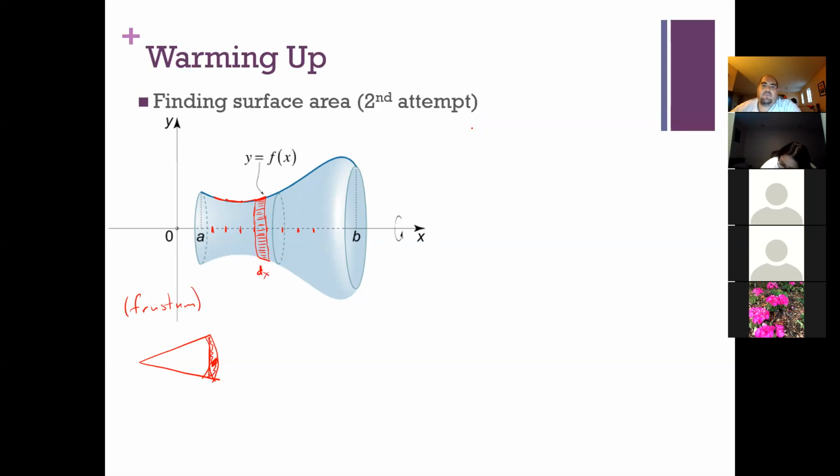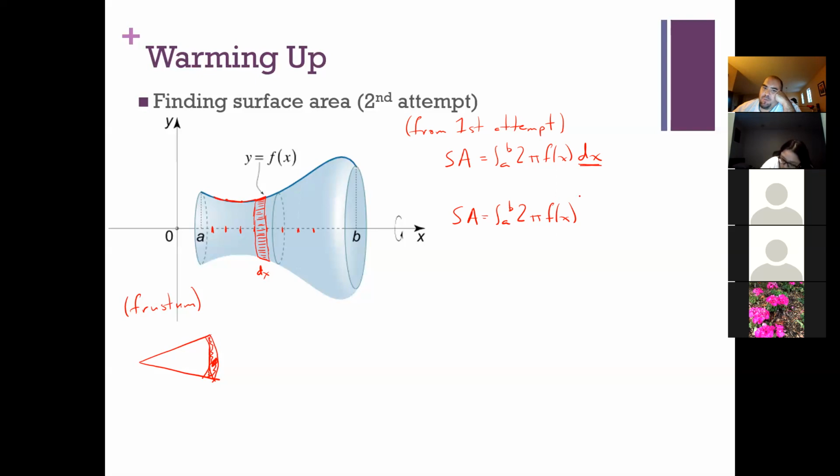So from our first attempt, we had this approach: the integral from a to b of 2 pi times f of x dx. So we're upgrading this integral from a to b. We still want 2 pi times the radius.